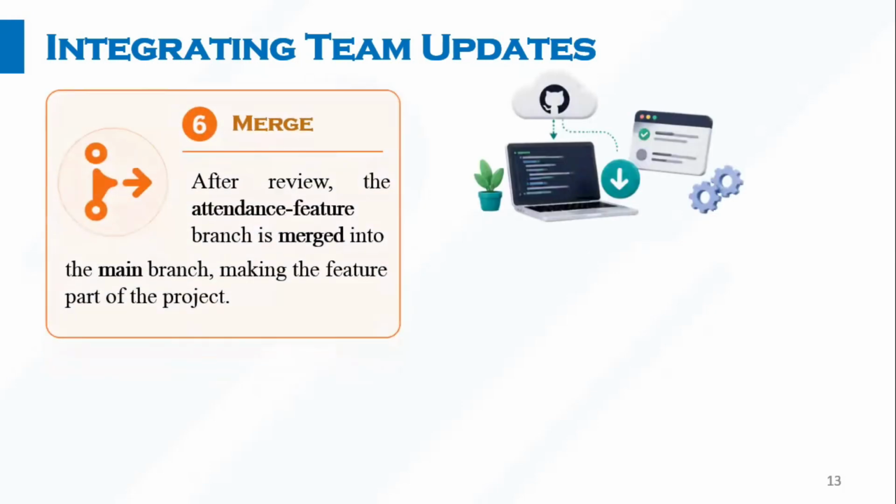So now it's about integrating the things. Now you have pushed your attendance feature. It will be reviewed by one of the developers or senior developers. Then the branch is merged, making the feature part of the project. Like you have created a feature. Now you need to integrate it with the main project. Your student management system is your main project. You need to merge with it. So after the review is done, you will merge it to the main branch.